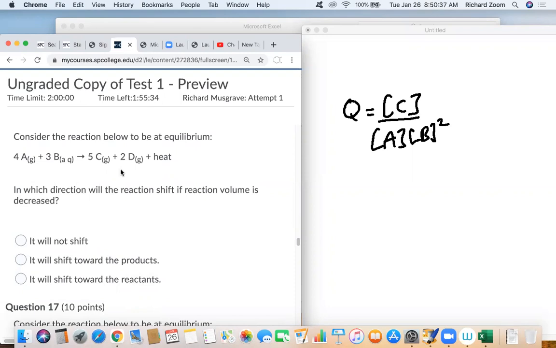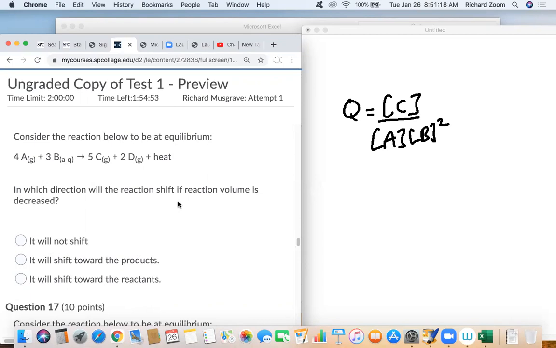So if you count the number of gas molecules, how many gas molecules are there on the reactant side? Can anybody tell me? 4. Yeah, not 7. You're just looking at the states here, and G is for gas. So there's 4 gas versus 7 gas. So 4 gas on the reactant side, 7 on the product side. So which way will the reaction shift if the reaction volume is decreased? It will shift to the side that has fewer gas molecules, which would make it the reactant side.